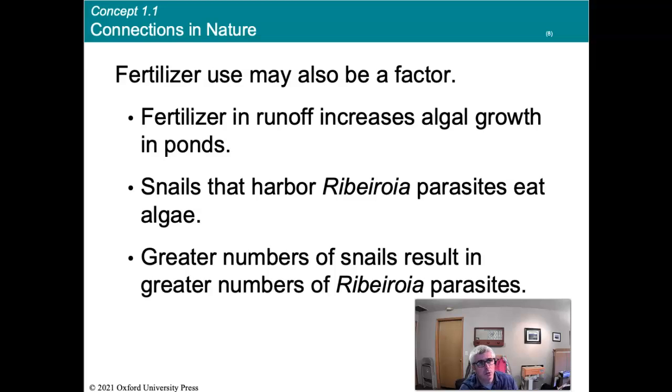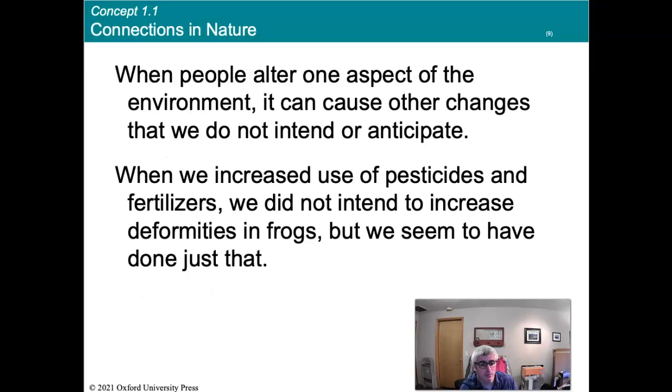The eutrophication also has a role to play, and it could also be stressing the tadpoles, which would result in more infestation. So when people alter one aspect of the environment, it can cause changes that we don't intend or anticipate. When we increase the use of pesticides and fertilizers, we don't intend there to be deformity in frogs, but that's what we've done. Meaning there are unintended consequences when we do an action that we don't fully understand.